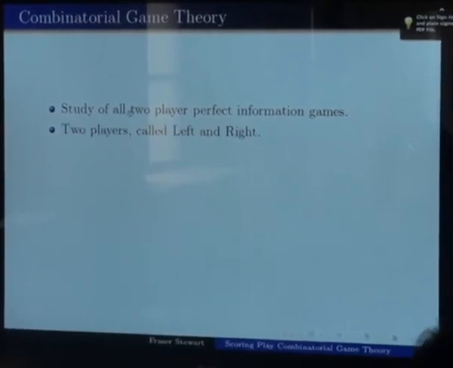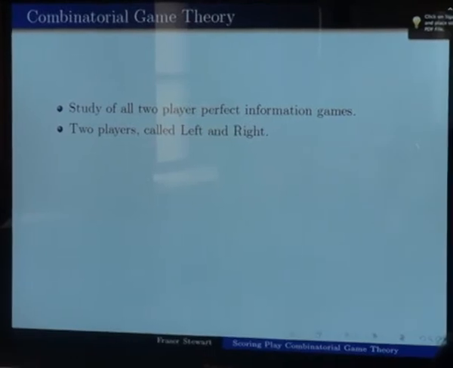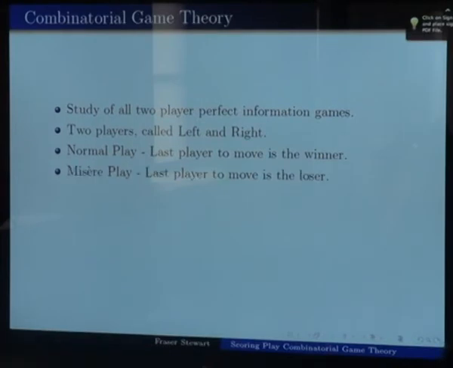Generally we call the two players Left and Right, and the reason for that is going to become obvious in a few seconds. Generally speaking, with combinatorial game theory there are two ways that we usually study games. The first is called normal play, where the last player to move is the winner, and the second is called misère play, where the last player to move is the loser.